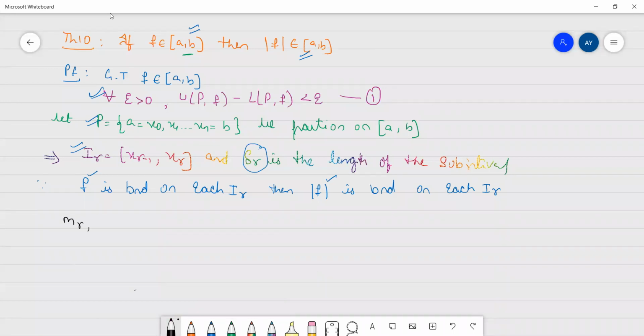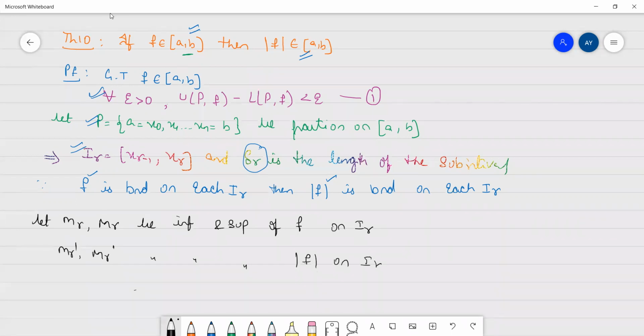Let small m_r and capital M_r be the infimum and supremum of f, the function which is bounded, on ℝ. That is, we are defining it on ℝ. Now, as we are defining with M_r, we have to even know the derivative of it. So m_r' and M_r', same thing, be the infimum and supremum of mod f on ℝ. Okay, I think I'm clear on this.